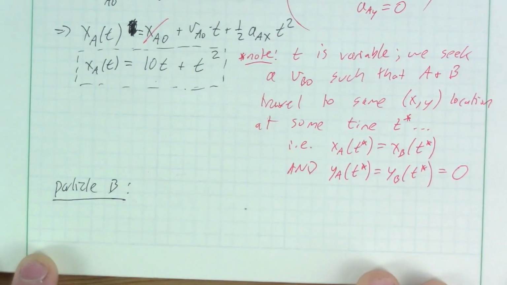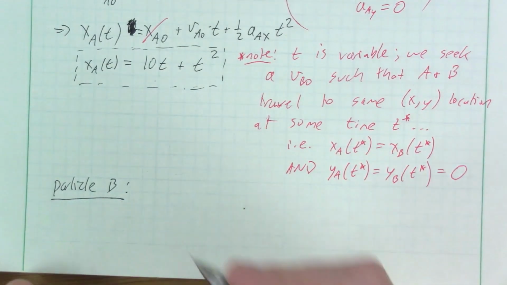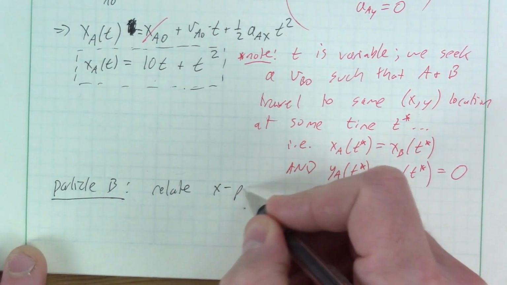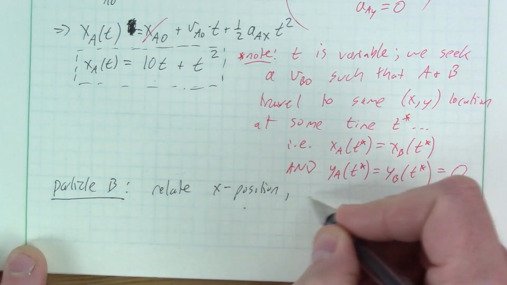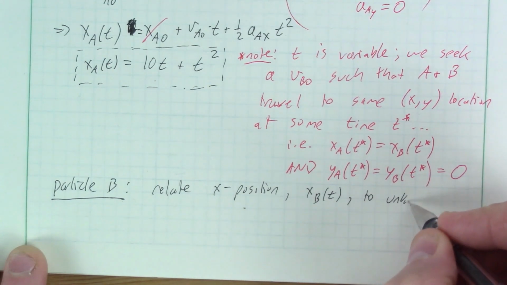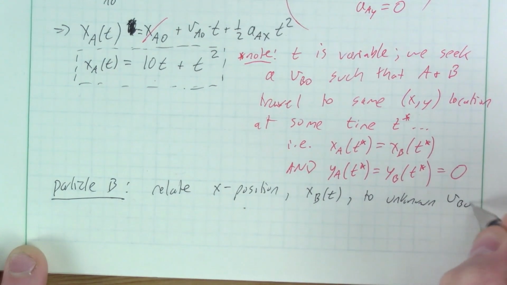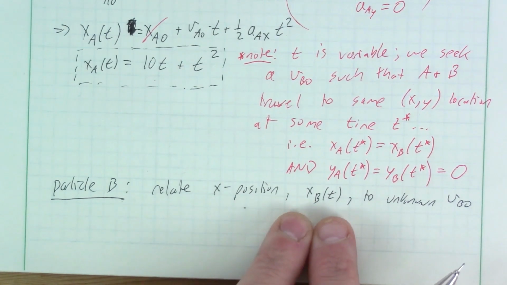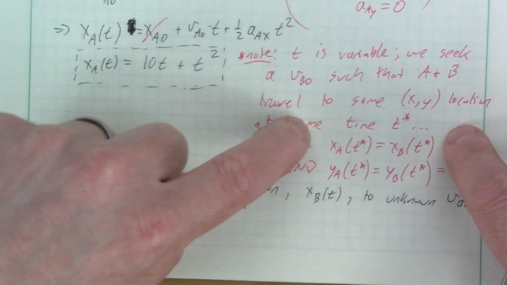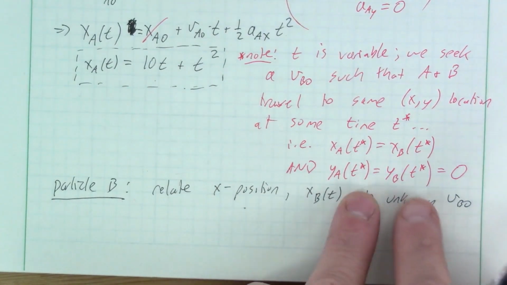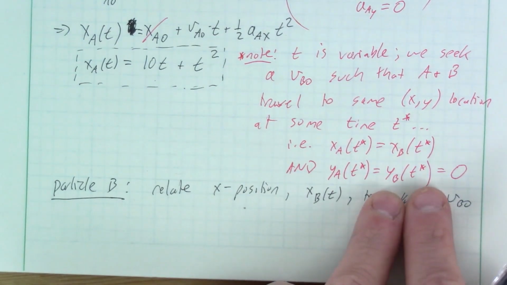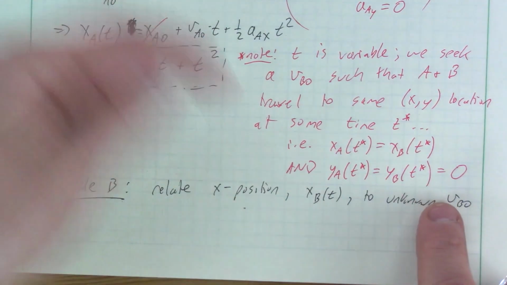Particle B. We'll come back to this, right? Here we now relate the x position, that's xb as a function of time, to the unknown VB naught. You can see how, if we can get an expression for xb through this and set those two equal to each other, this relationship will set what time we're at. If we get an expression for that, we can solve for what time it gets us to hit the surface.